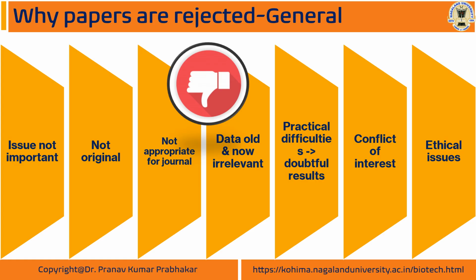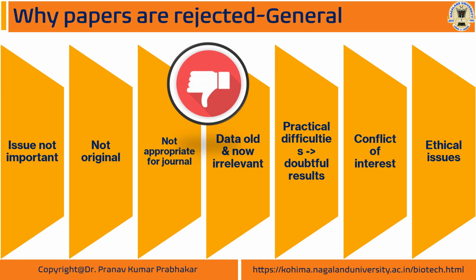So these are all the reasons why papers get rejected. We have divided them into three different sections: general, scientific, and presentation. So first, if you see the general reasons, the common reasons why papers get rejected, there are seven different points.